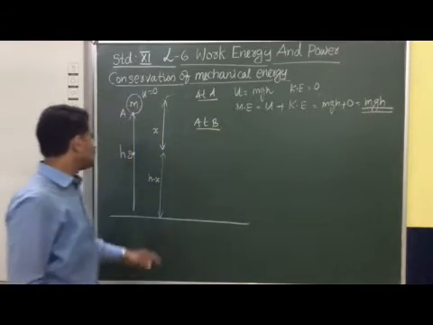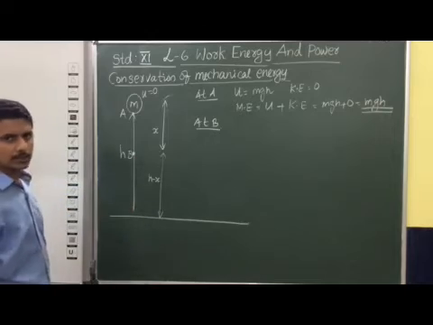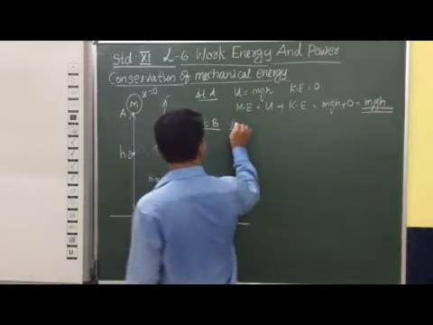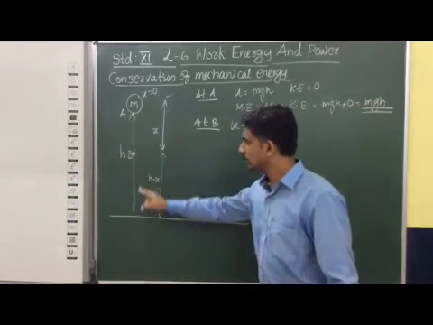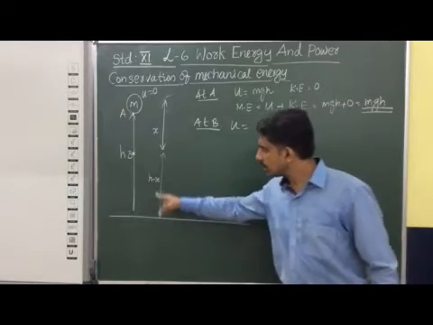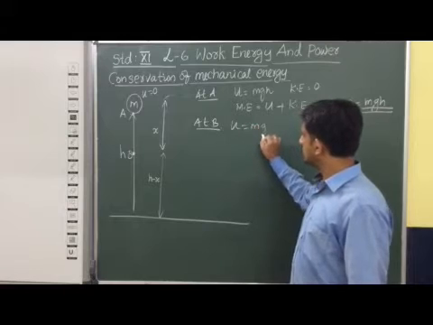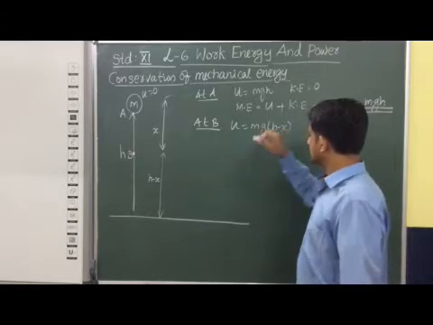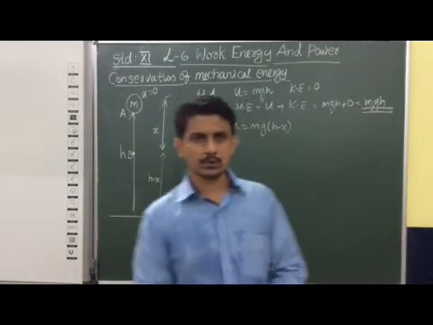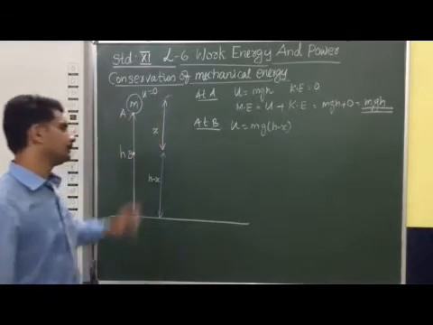What is the potential energy at this point? Potential energy is mgh, where the height here is h minus x. So the potential energy is mg into h minus x. This is the potential energy possessed by this object at point B.